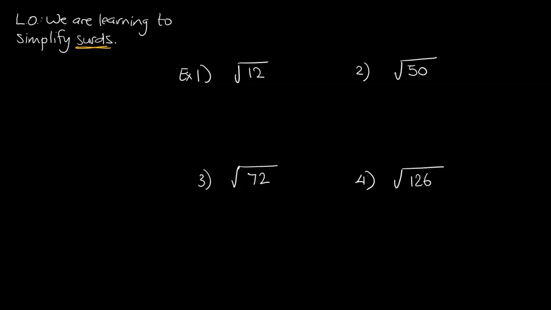But a surd, they normally refer to these square root signs. So for example, the square root of 10 is a surd, the square root of 50, also a surd. So something to do with square roots.